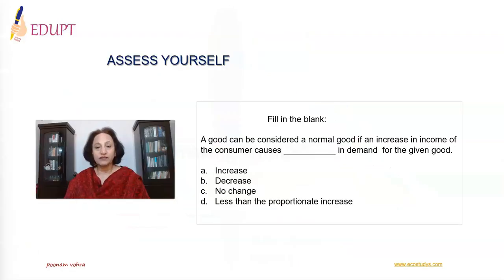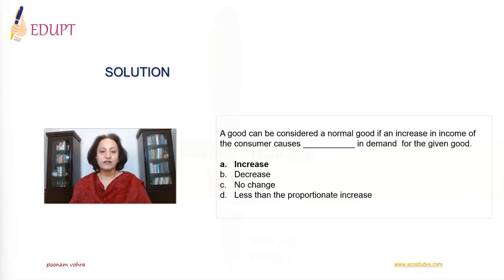Now assess yourself and fill in the blank. A good can be considered a normal good if an increase in income of the consumer causes dash in demand for the given good. Option A, increase, B, decrease, C, no change, and D, less than proportionate increase. Please check your answer. The correct answer is option A. A good can be considered a normal good if an increase in income of the consumer causes an increase in demand for the given good.